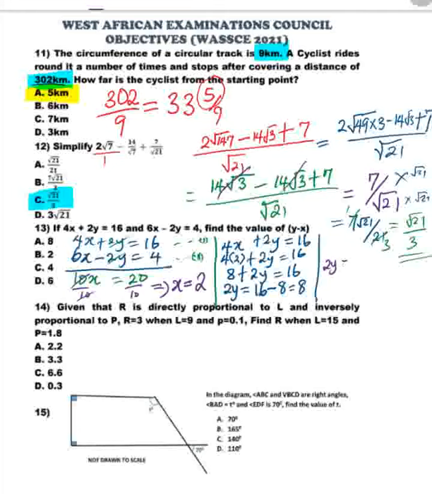So from here we've gotten 2y to be equal to 8. To obtain the value of y now, we divide both sides by the coefficient of y, which is 2. And when we do that, we're going to have 2 go off.